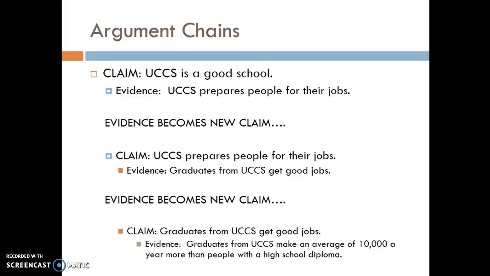Then immediately we question that again, because we're inquisitive, thorough people. So that becomes a claim: graduates from UCCS get good jobs. And we need to provide even more evidence, which is "graduates from UCCS make an average of $10,000 a year more than people with a high school diploma." Obviously, we could debate the reasoning, and I've pulled these statistics out of thin air, so we don't actually have a defense of this argument here, but we can see how the chain works, proceeding from the bottom level of evidence all the way up to the top level claim.